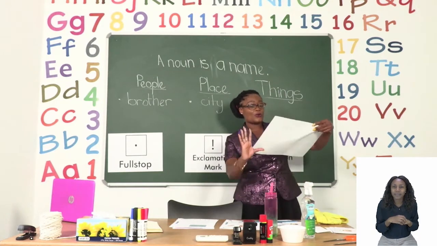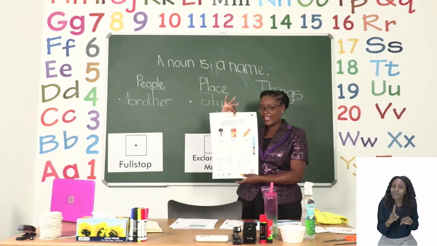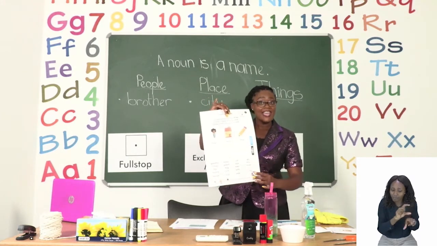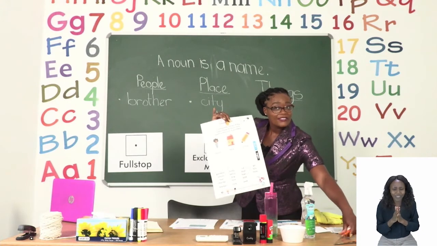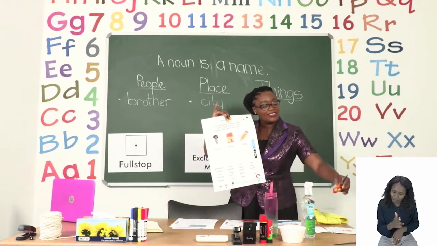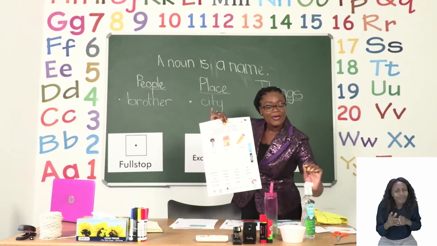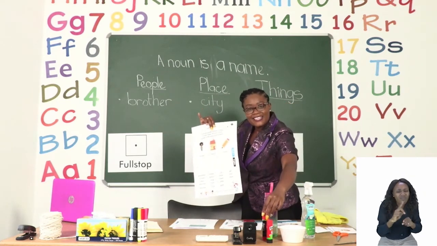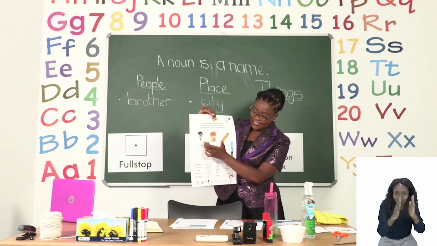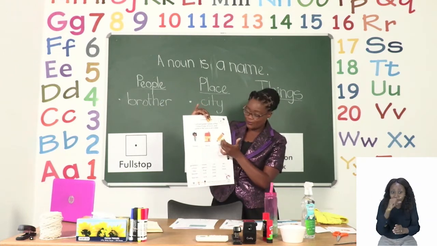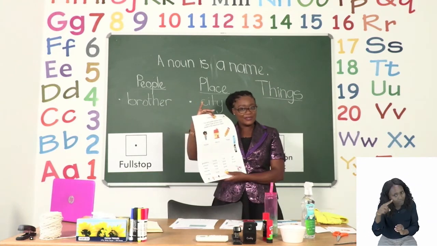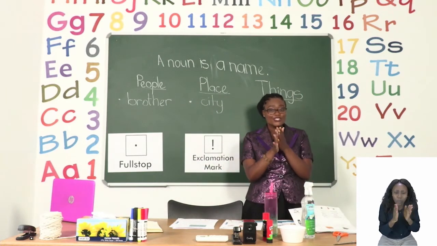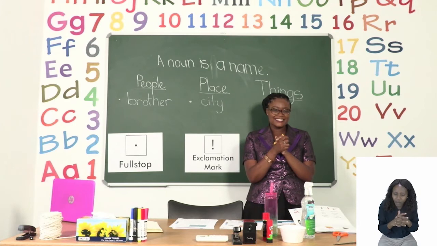Now, you are going to do the following exercise. You are going to cut out your words carefully with a pair of scissors, and then you are going to paste with some glue the correct names under the correct type of nouns. And when you are done with that, make sure that it is neat and you wash your hands.